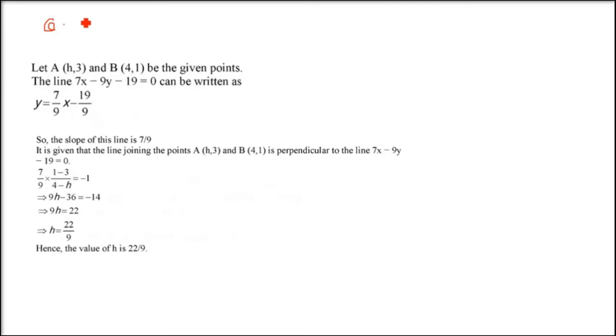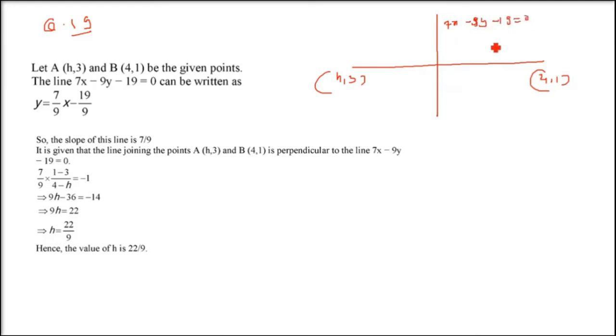Question number 19. The line through (h, 3) and (4, 1) intersects the line 7x minus 9y minus 19 equals 0 at right angle. Find the value of h. So there is a line, and here we have (h, 3), here we have (4, 1), and there is a line. It is intersecting here at right angle, and this line is 7x minus 9y minus 19 equals 0.